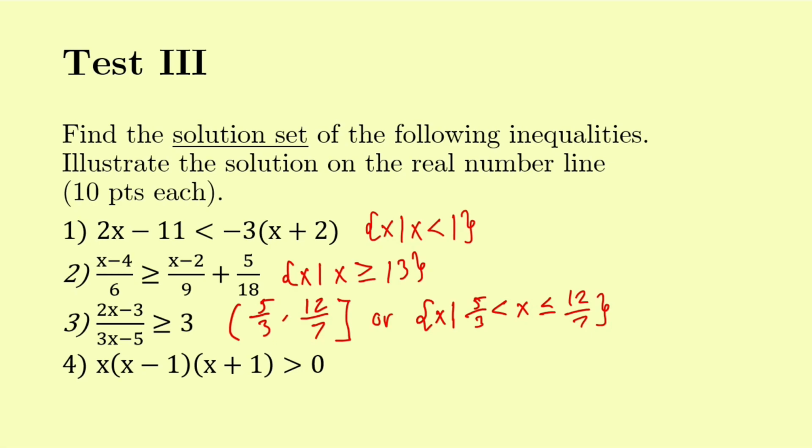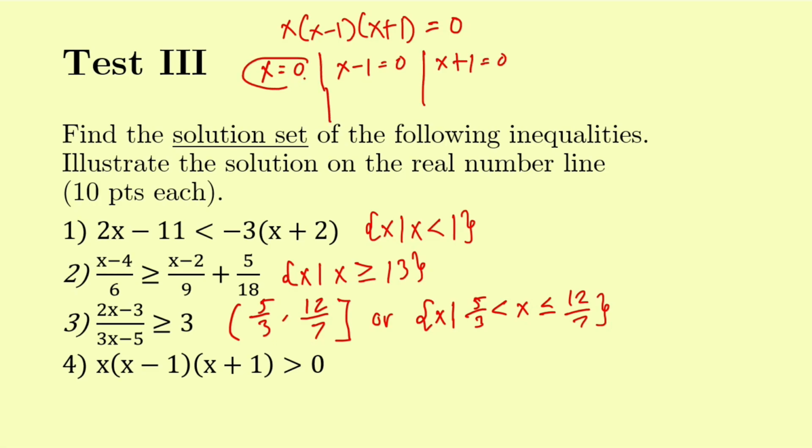First, we need to solve this as if it was an equation muna. So how? X times x minus 1 times x plus 1 is equal to 0. And then, solving for the values of x. X is equal to 0. X minus 1 is equal to 0. And x plus 1 is equal to 0. Tatlo yan, magkakaiwalay. So ito, yun na yung sagot. Ito, x is equal to 1. Ito, x is equal to negative 1.